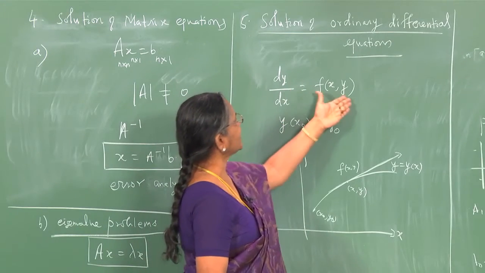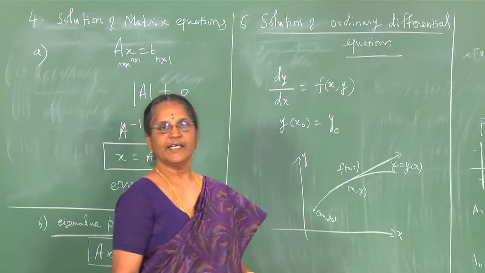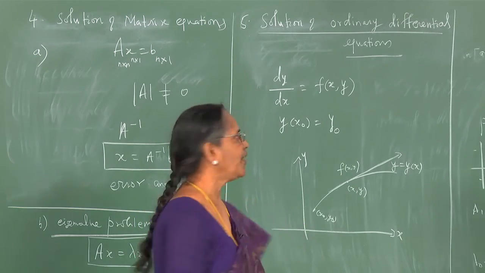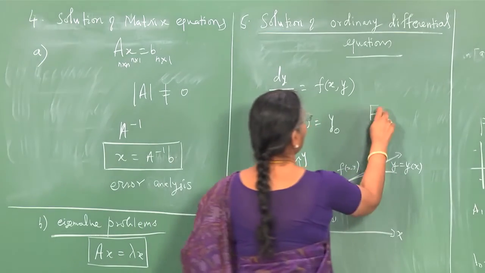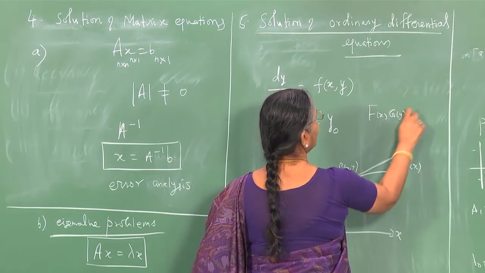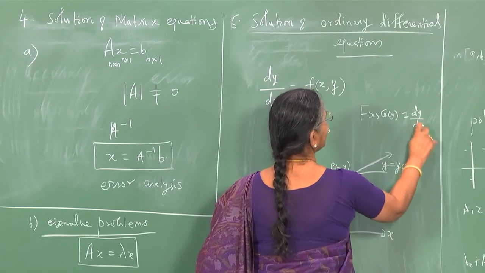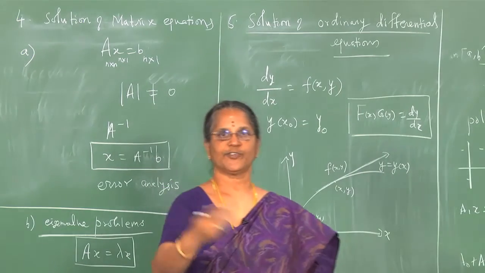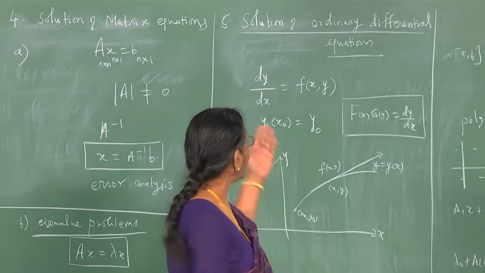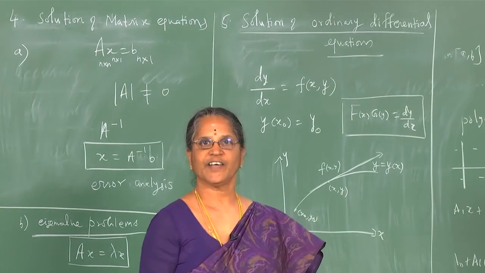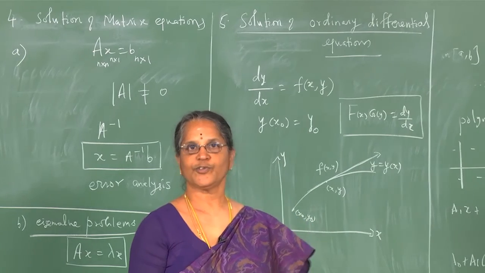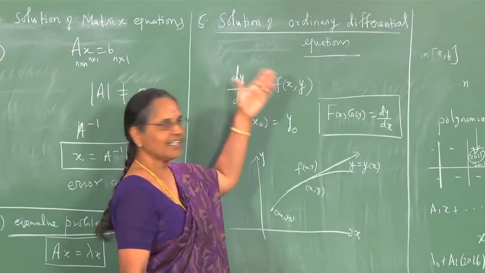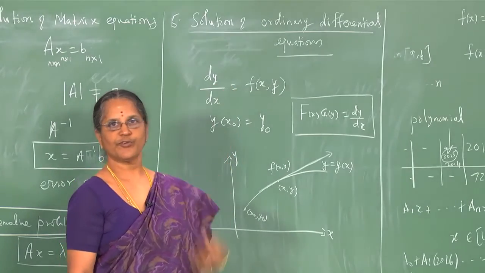Suppose f of x comma y is such that it can be represented as a product of two functions, say capital F of x into g of y, and that is dy by dx, then you know you can apply a variable separable technique to solve this equation. If f of x comma y is a homogeneous function of x and y, again you know how to solve the homogeneous equation. If the differential equation is an exact differential equation, you know how to solve it.